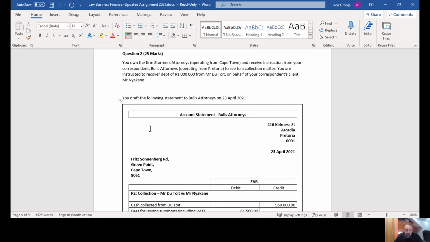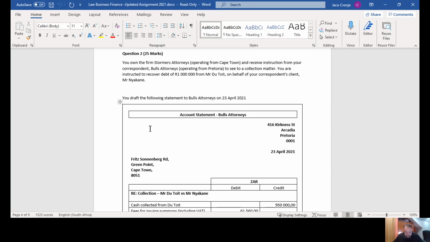We work from Cape Town and we receive instruction from your correspondent Bulls attorneys who operates from Pretoria to see a collection matter. You are instructed to recover debt of 1 million rand. Okay, now that is just info. That's not to say that is what we are actually going to recover from Mr. Du Toit on behalf of your correspondence client, Mr. Nyakane. Right, so you draft the following statement to Bulls attorneys on the 23rd of April.